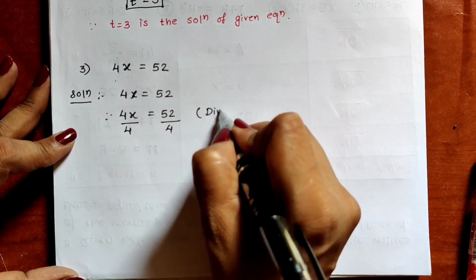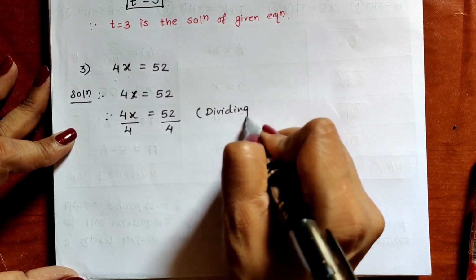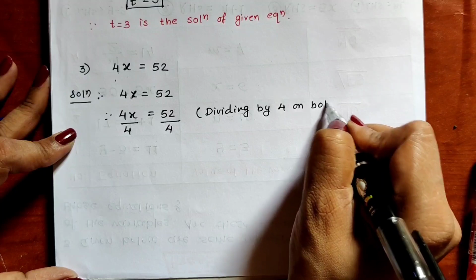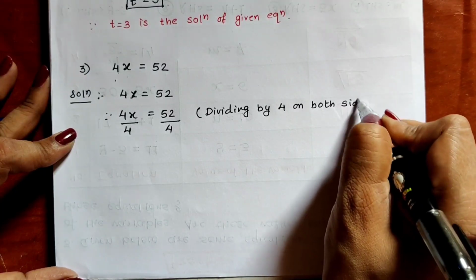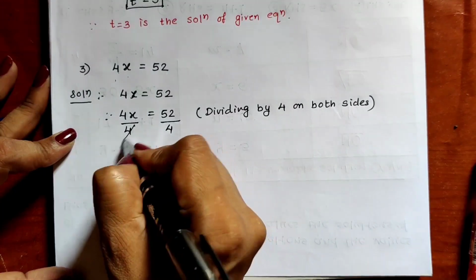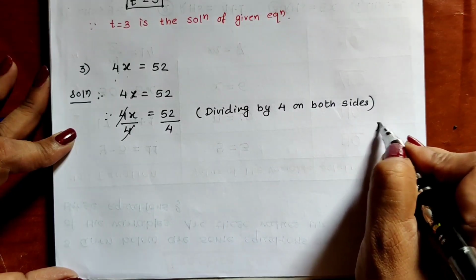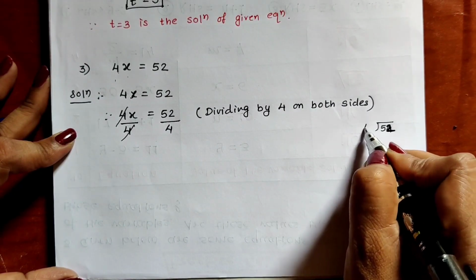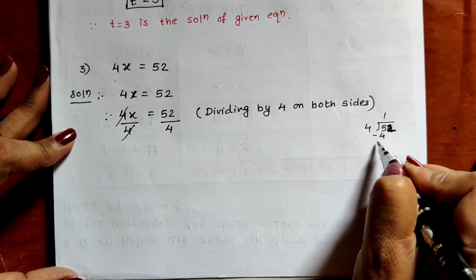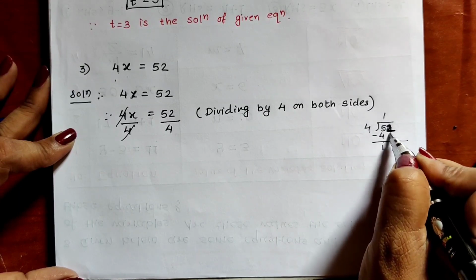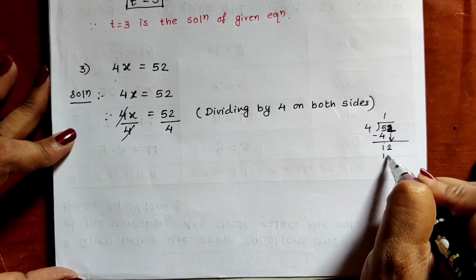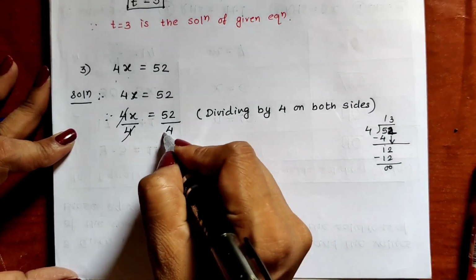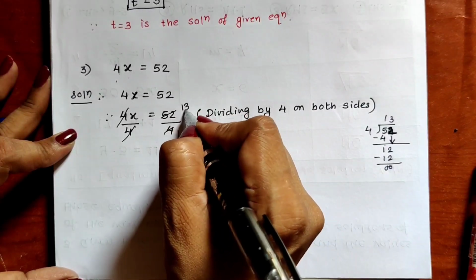Okay. So dividing by 4 on both sides. 4 cancels. What is 52 divided by 4? If you want, you can do it in rough. 52 divided by 4. 4 ones are 4. 5 minus 4, 1 remaining. This 2 we have to bring down. 4 threes are 12. The answer is 13. 4 ones are 4. 4 13s are 52.